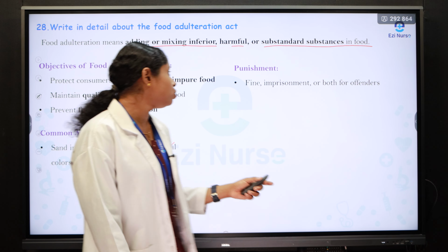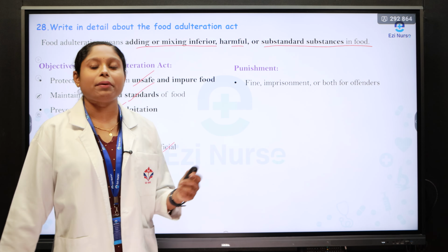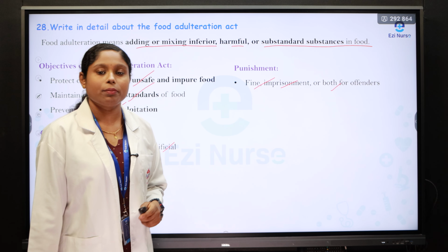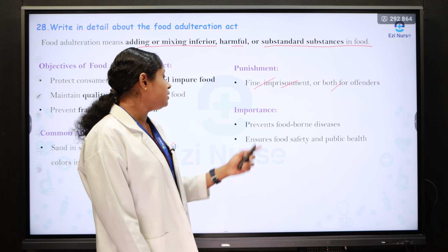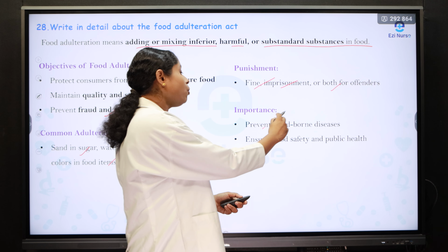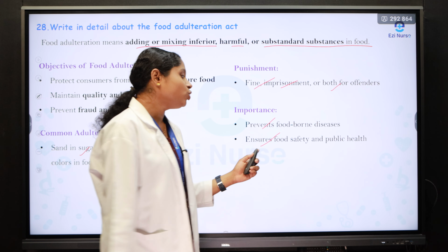Now let's move on to the punishment. What are the punishments that come under the Food Adulteration Act? It is fine, imprisonment or both for the offenders. Either fine or imprisonment will be there, or both. So next we will see the importance. It prevents foodborne diseases and ensures food safety and public health.